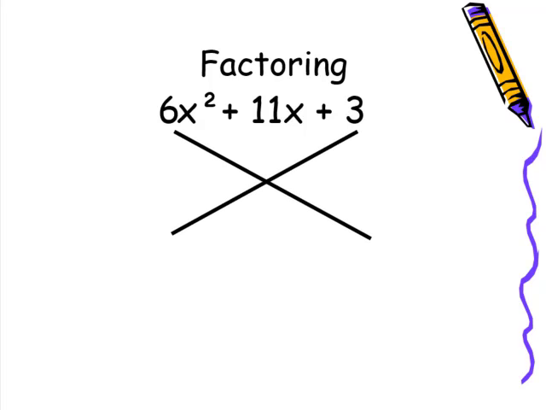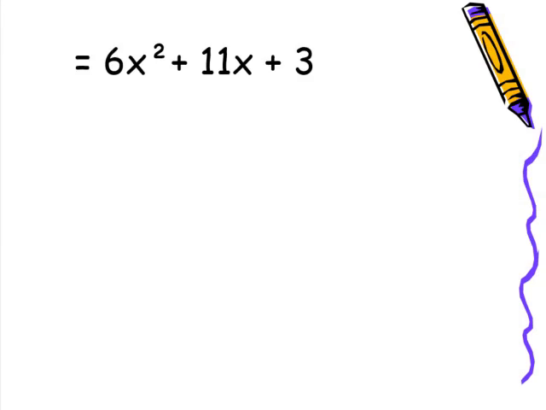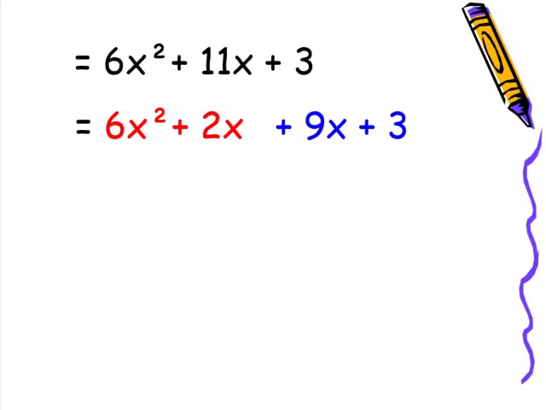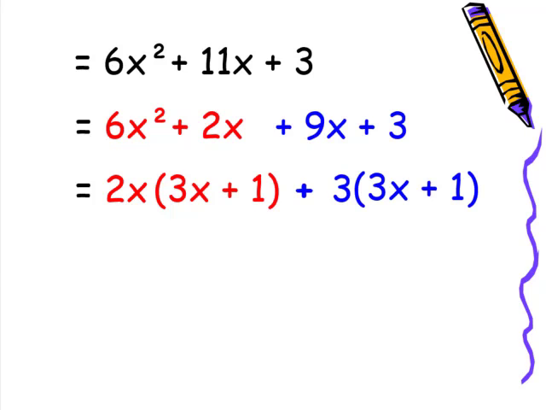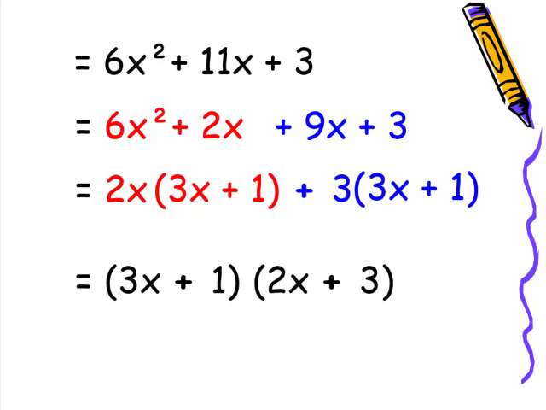6 times 3 is 18. What are my two numbers? Two numbers that multiply to give me 18, but when we add, we get 11. That would be 2 and 9. Rewrite it. Instead of writing plus 11x, we're going to write plus 2x plus 9x. And remember, plus 2x plus 9x is equal to a positive 11x. So in the first two terms, I can factor out a 2x. That will leave me with 3x plus 1. In the last two terms, I factor out a plus 3, and that will leave me with 3x plus 1. Since both terms have 3x plus 1, we can factor out that 3x plus 1, and that leaves me with 2x plus 3.